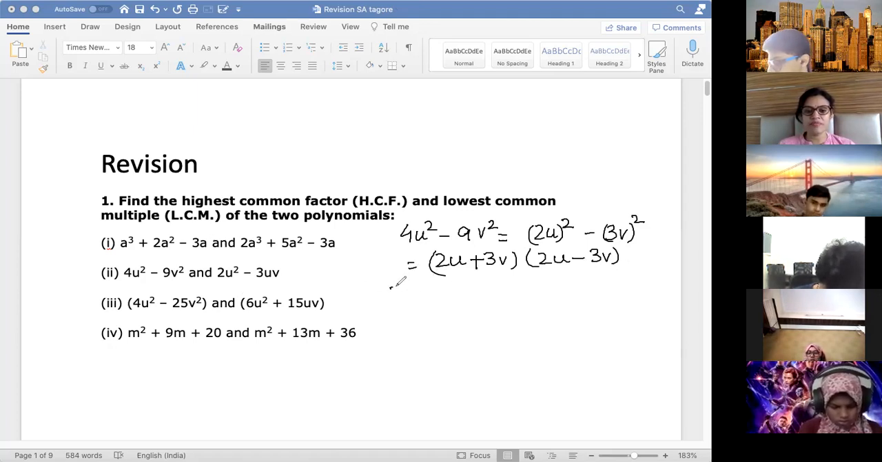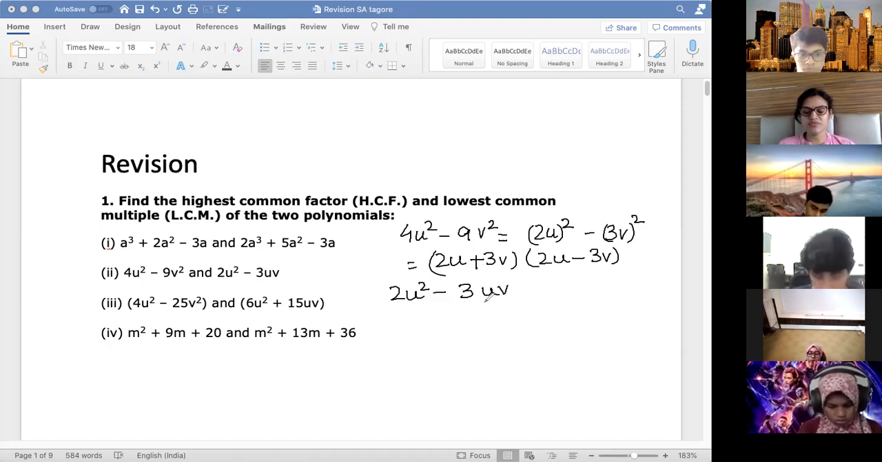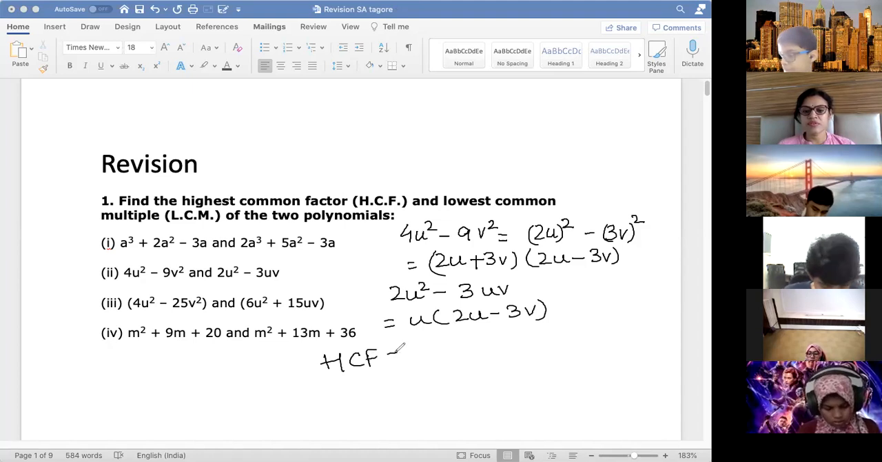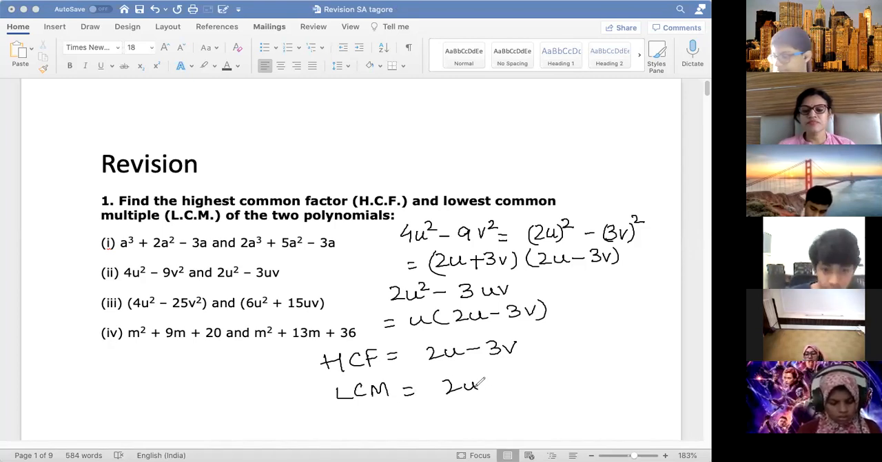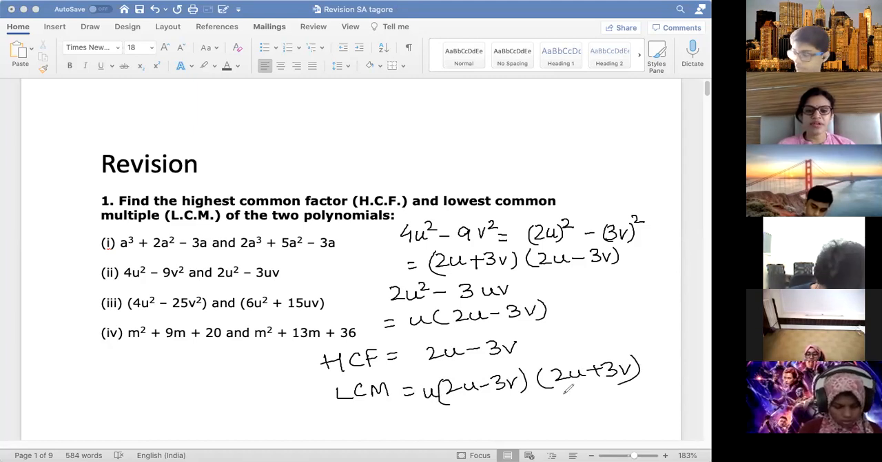And then the second one, who has done the second factorization? 2u square minus 3uv. Ma'am, the answer for the second factorization is u into 2u minus 3v. Correct. So HCF is 2u minus 3v, and LCM is 2u minus 3v into u into 2u plus 3v. Yes, so this is the answer, and this way you have to do.